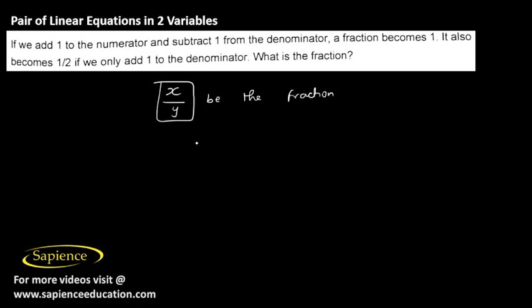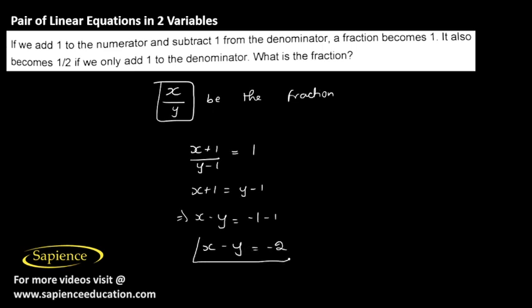Now it is given if we add 1 to the numerator and we subtract 1 from the denominator, then the fraction is 1. Which means x plus 1 must be equal to y minus 1, which can be rewritten as x minus y equal to minus 1 minus 1, or x minus y equal to minus 2. Let us call this equation 1.